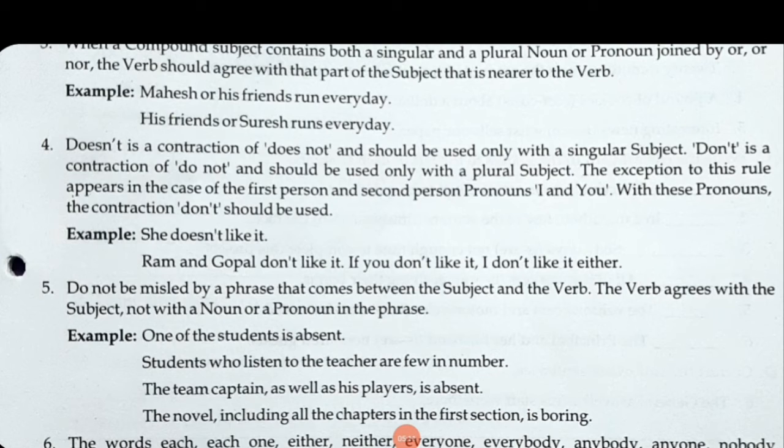For example, one of the students. This is a phrase, and in this phrase the subject is one, so we will use verb according to the one, not with the students. So with one we use is. One of the students is absent. Same in the next sentence, students who listen to the teachers. This is the phrase, listen to the teachers. In this sentence the subject is students, so we will use verb according to the students.